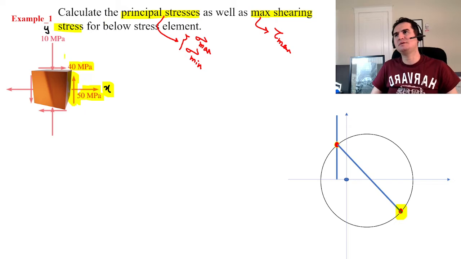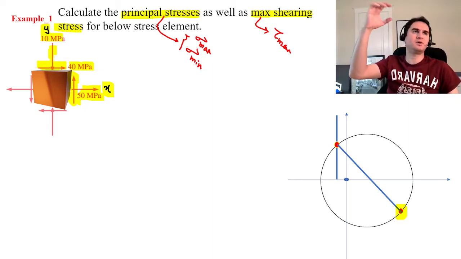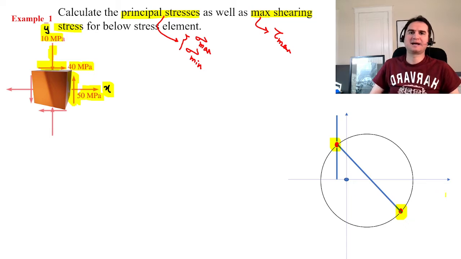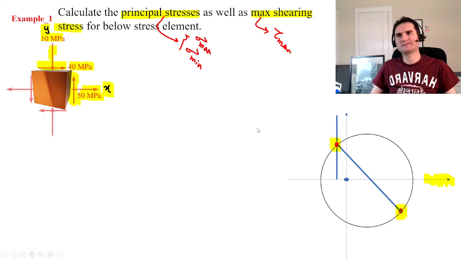At the same time, if you look at the y element, which has a 10 megapascal compressive stress and a 40 shear, that 40 megapascal tends to rotate the element in a clockwise direction. So that point comes above the x-axis. So this is the x-axis. Let's see how that goes.